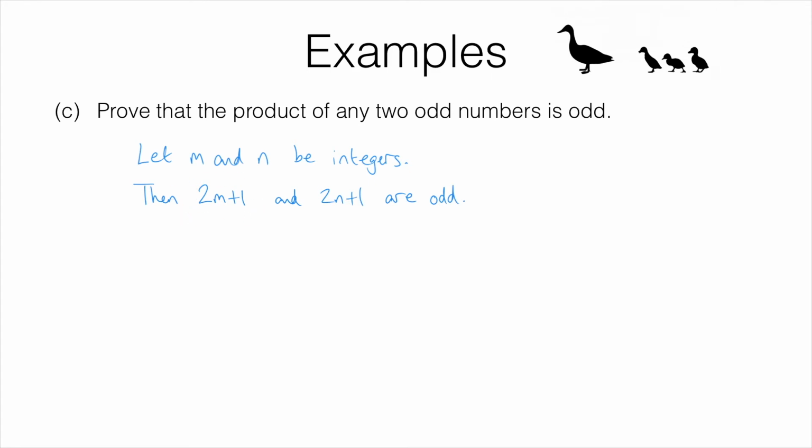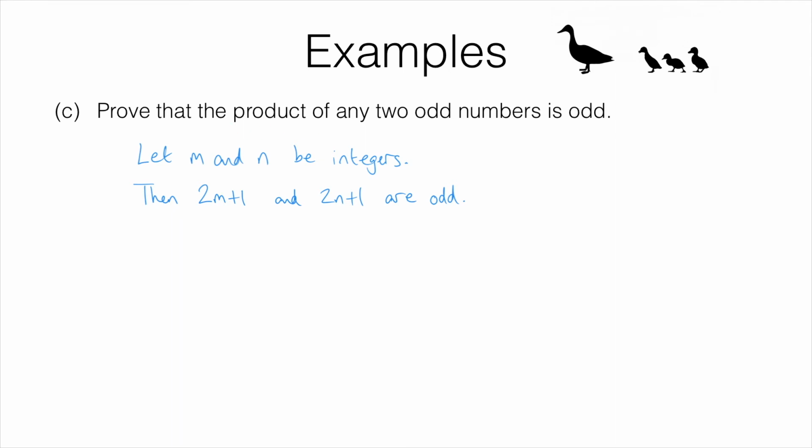So 2m plus 1 can represent an odd number, and 2n plus 1 can represent a different odd number. It could also represent the same one if we want, but the point is they don't have to be the same. Whereas in the wrong example, if you used 2n plus 1 and 2n plus 1 again, you are only proving a statement involving an odd number multiplied by itself.